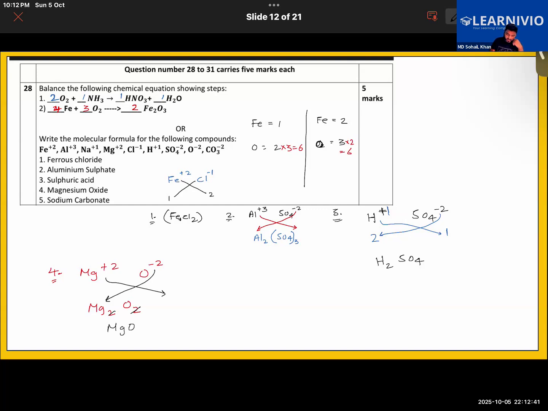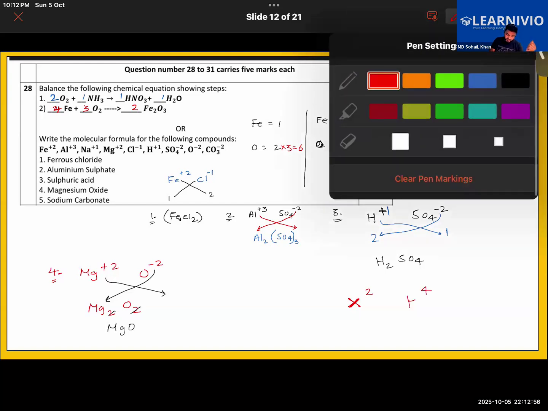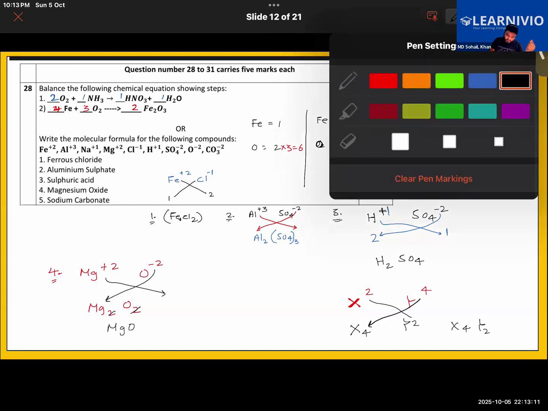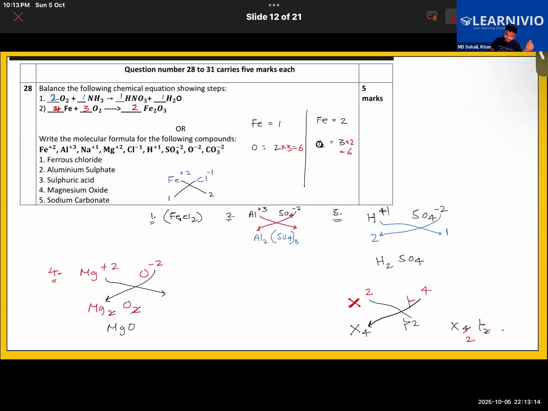Now let us suppose there was some XY compound, where X has a charge of 2 and Y has a charge of 4. Now look at what will happen. 4 will come to the foot of X, and 2 will go to the foot of Y. So we will write it as X4Y2, but this 2 is going to cancel, so it will be written as X2Y. Getting it, Halima? Yes, because it's coming in the same table.